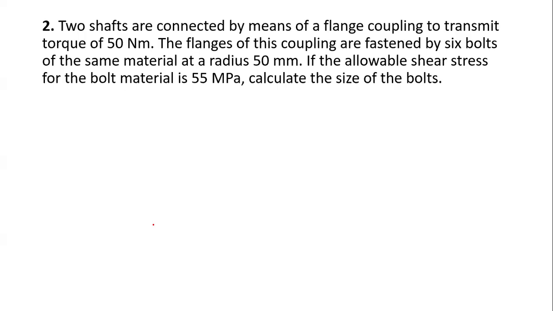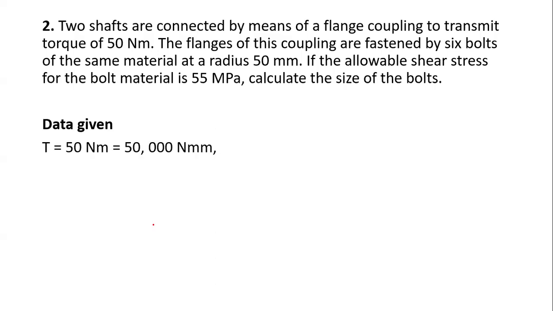Let's pick up the second question. Here it says, we have two shafts connected by means of a flange coupling to transmit torque 50 Newton meters. The flanges of this coupling are fastened by 6 bolts of the same material at a radius of 50 millimeters. If the allowable shear stress for the bolt material is 55 megapascals, calculate the size of the bolts.